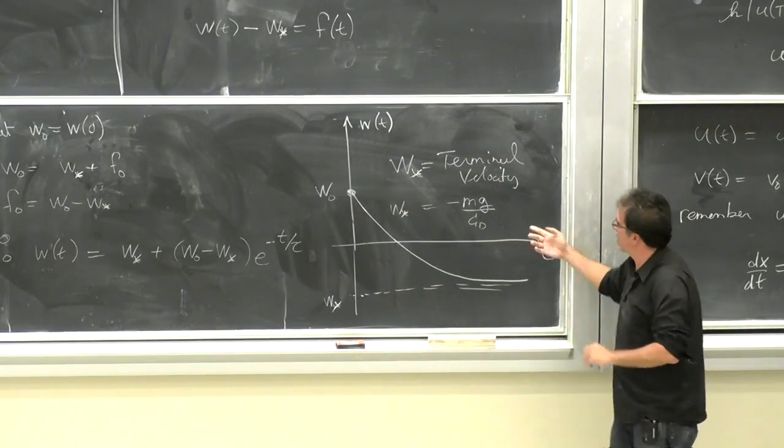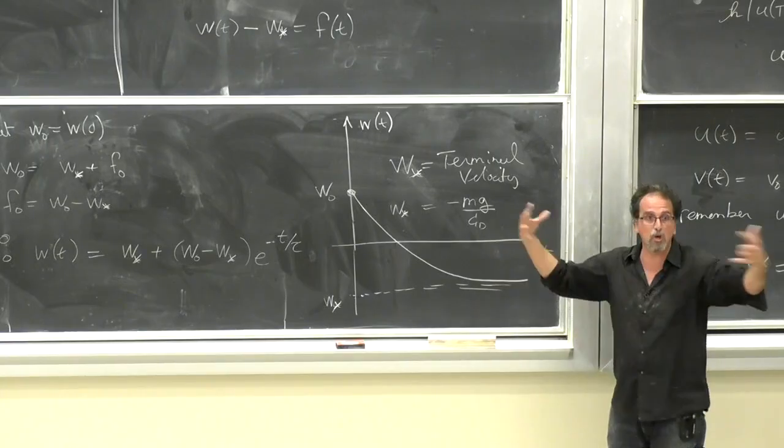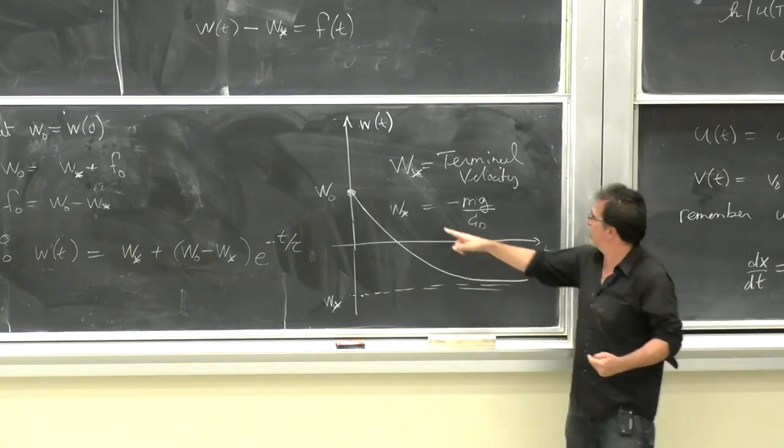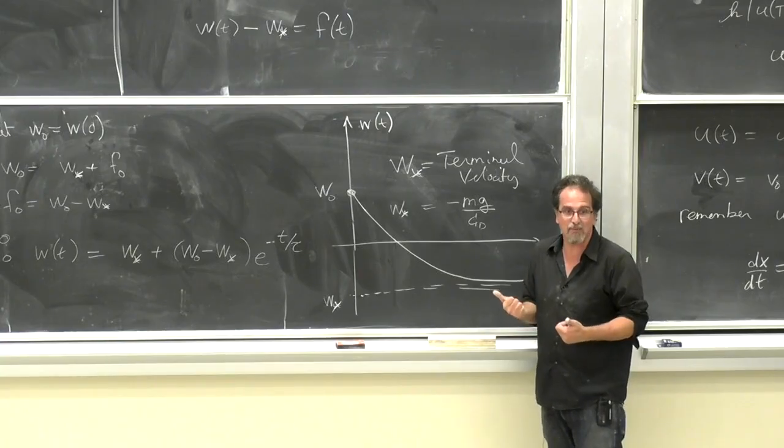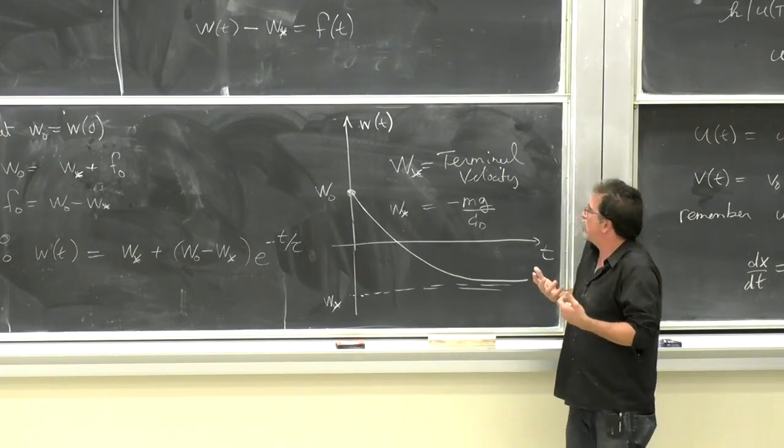Let's look at what the terminal velocity says. If the drag coefficient is huge, the terminal velocity is small. That's what you want, right? If you're jumping out of a plane, you want that terminal velocity to be as small as you can get it. So what happens with a parachutist?